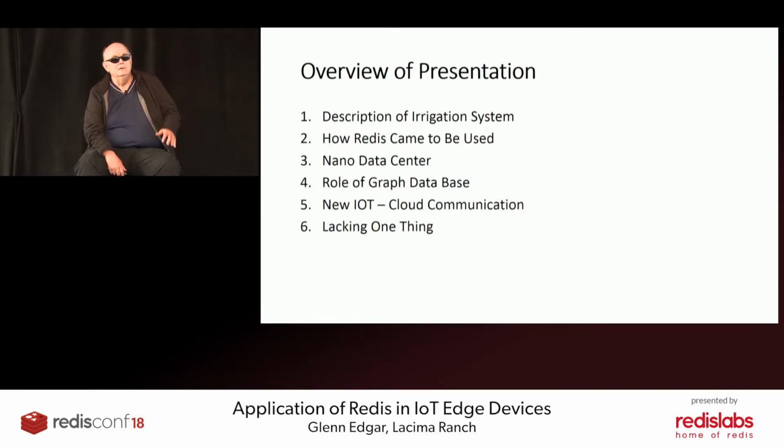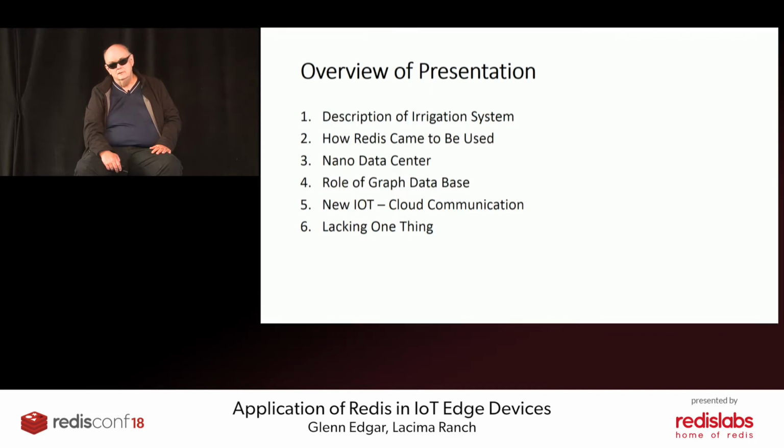The overview of my presentation is this. Number 1, I'm going to give you a description of my irrigation system. Number 2 is how Redis came to be used. It wasn't contrived; there was a real need for it. The third point, and this is coming from an embedded person, is that IoT devices need to be managed more like a data center or an operation. They're getting to the point where it's hard to manage them just strictly as an embedded system.